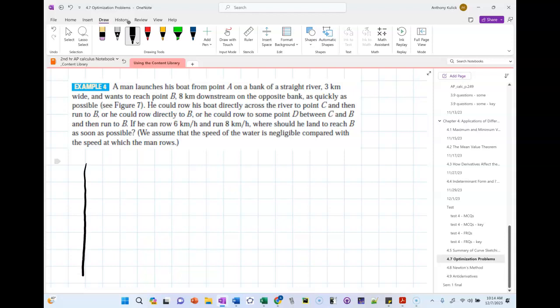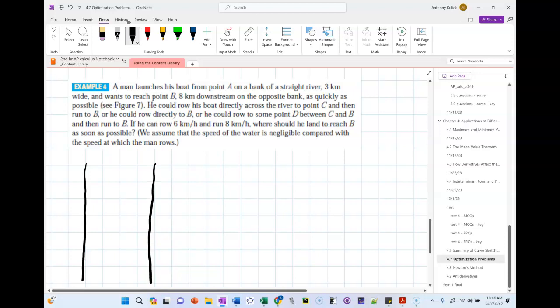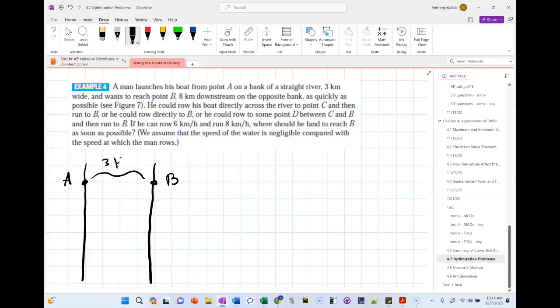So let's draw our picture. So here's our straight river. Here's our point A. Directly across the river, which we know is 3 kilometers, is point B. Oh, sorry, that's not point B. That's point C, directly across the river. And then 8 kilometers downstream is B. And then we could go to some point D in the middle. And I'll just call that distance from C to D X.